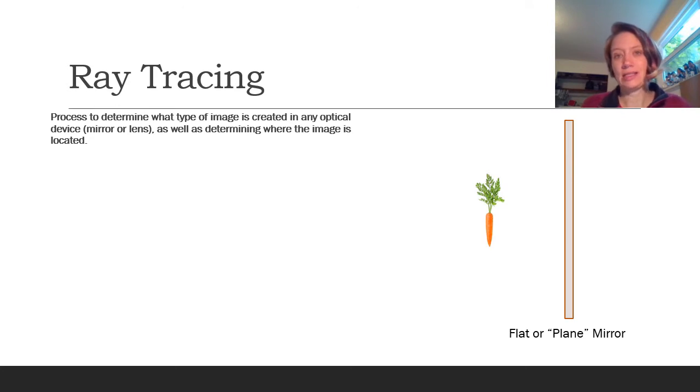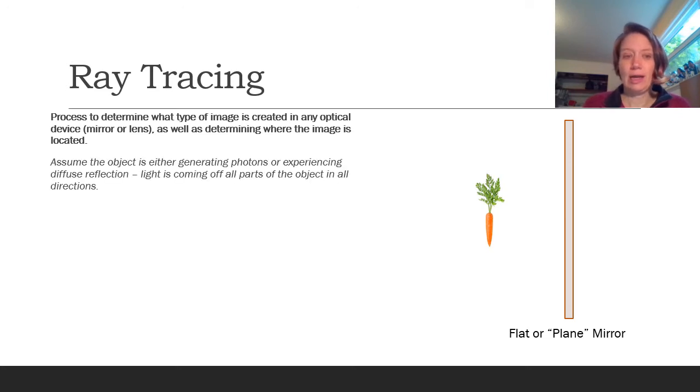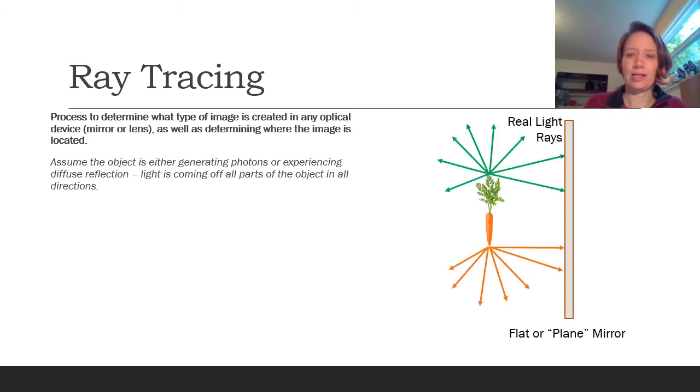So let's take this first example of an object located in front of a flat mirror, sometimes called a plane mirror. And we're going to start by assuming that that object is either generating its own photons, so it's a light bulb or something that's creating light, or that it's experiencing diffuse reflection. So the light is coming in from some outside source, hitting that object, and it's actually reflecting off in all directions. You'll notice that every part of that object is reflecting light in all directions.